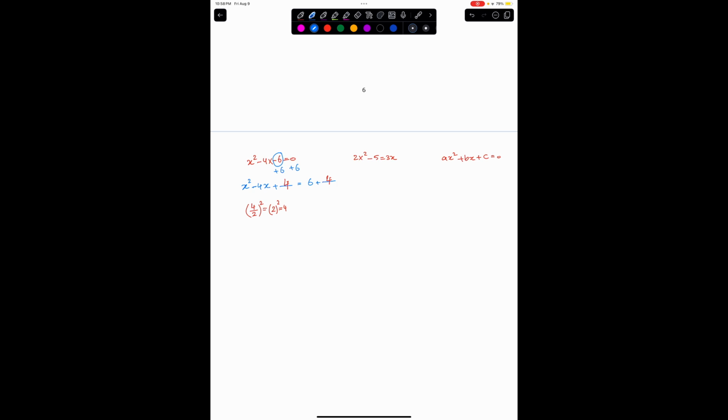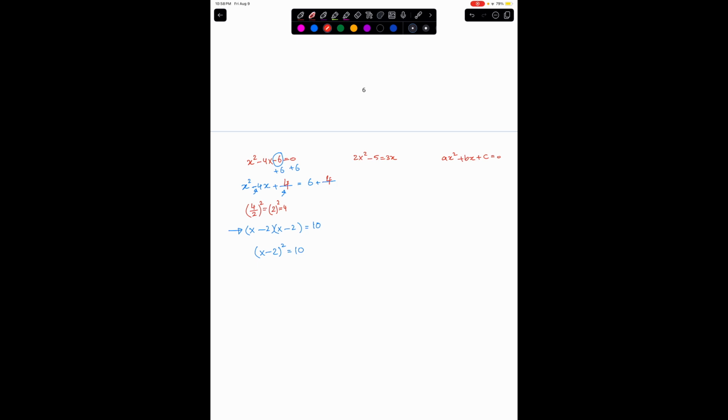So now the left-hand side is a perfect square. It's going to be x, the sign is minus, following the middle term sign. The number that goes here is basically the square root of this number, 2 and 2, equals 4 plus 6 is 10. We can rewrite that as x minus 2 all squared equals 10. You can skip this step since we know what it is.